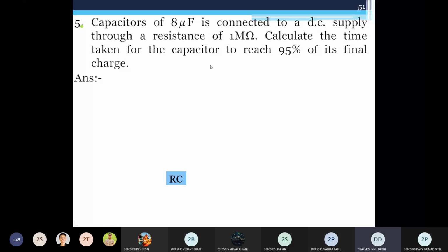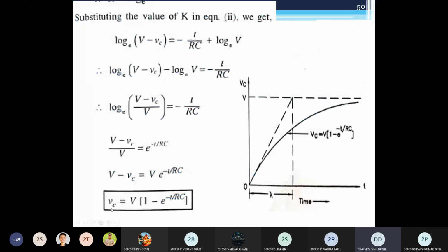Here we assume that the supply voltage is V. So you can use this equation, the voltage across the capacitor, to derive the value of this time t. Okay? So R is given as 1 mega ohm, or you can say 10 raised to 6 ohm. Capacitor is given as 8 microfarad.